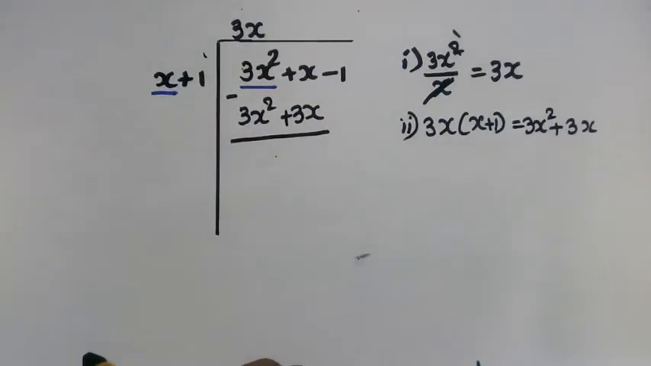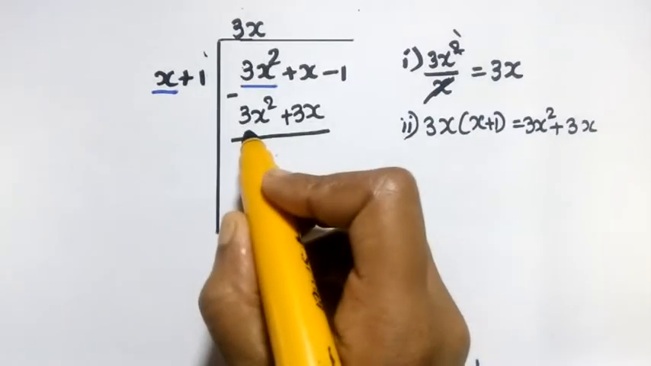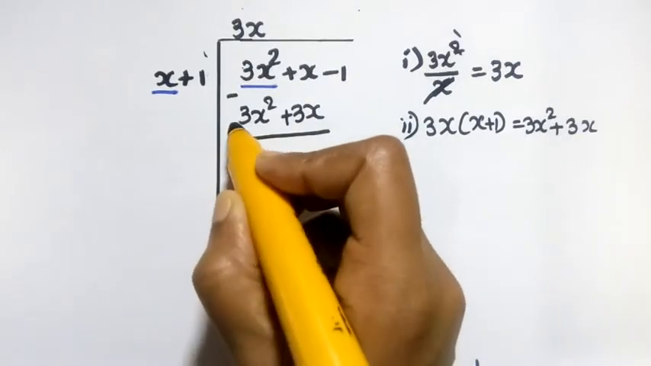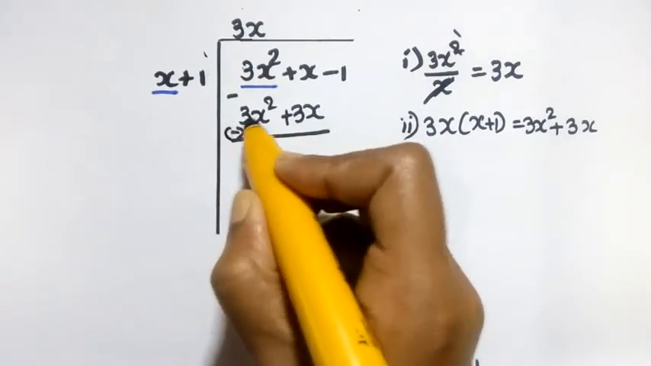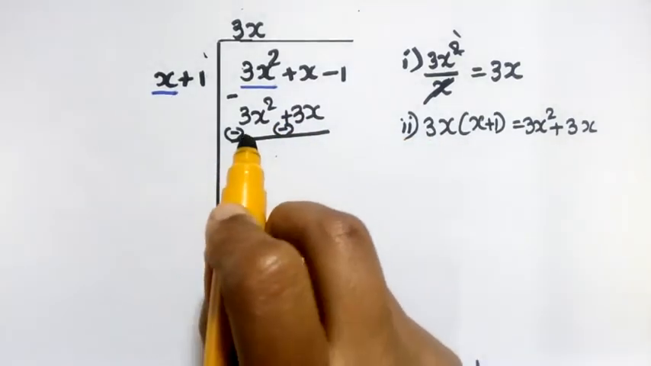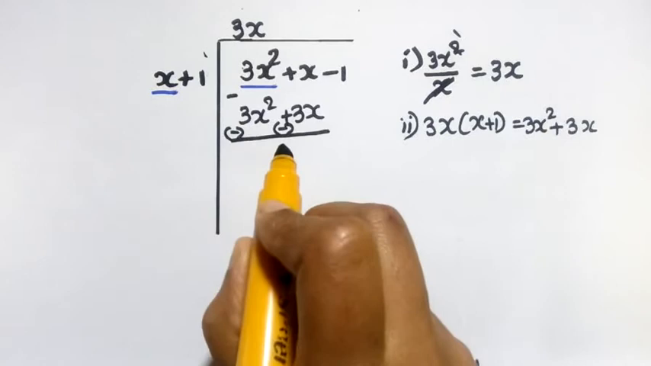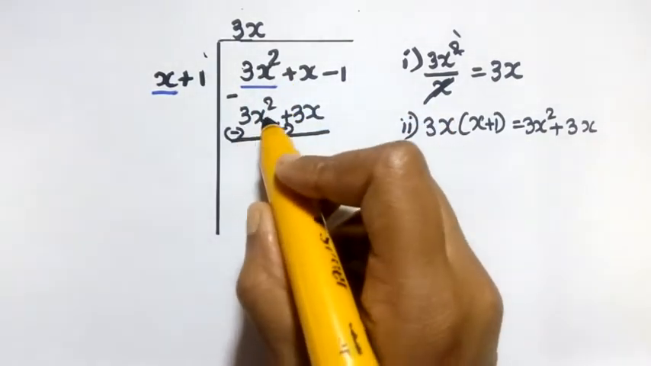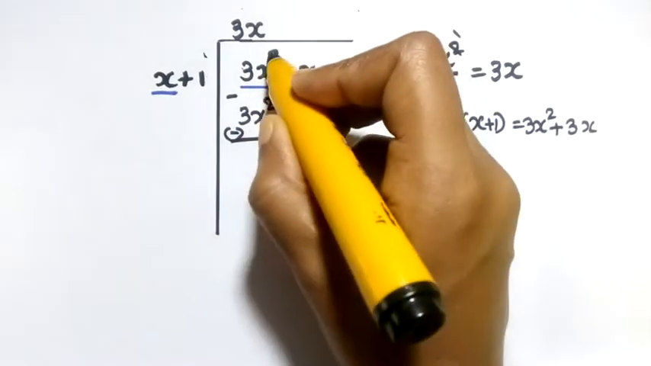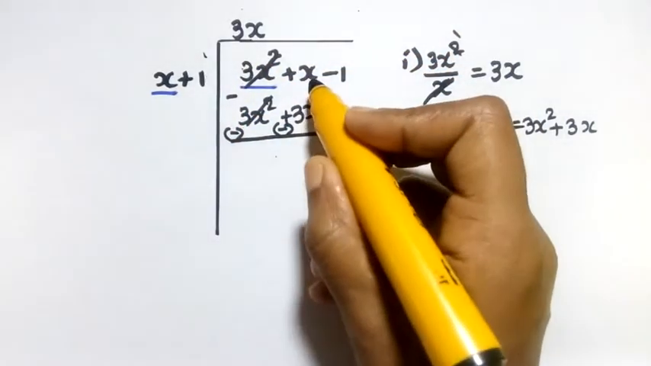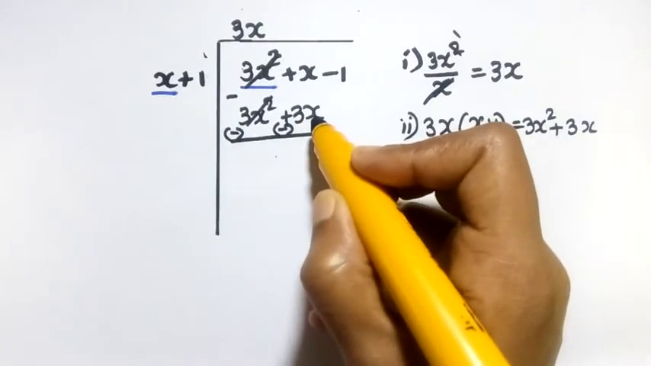While doing subtraction, change the sign of the second expression. Here the sign of 3x square is plus, change it into minus. This plus will change into minus. Now you need to consider the new signs. Now do the subtraction. 3x square minus 3x square, 0. It will cancel. Next, x minus 3x.